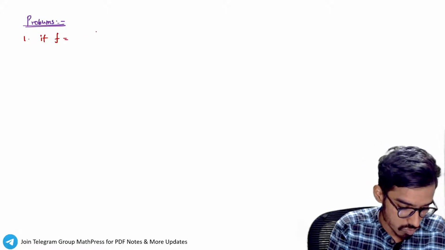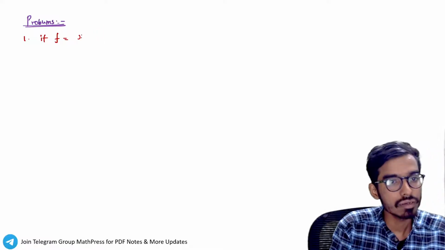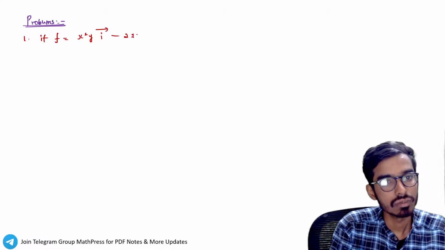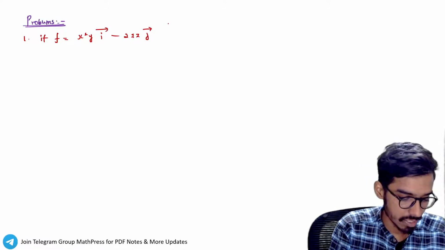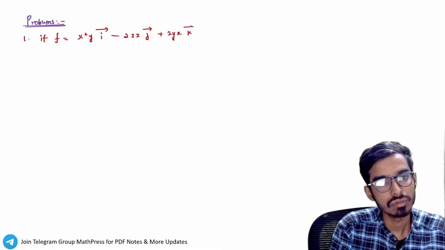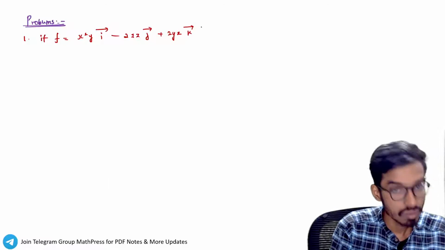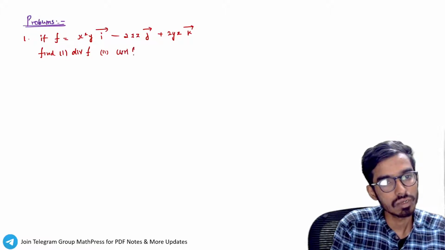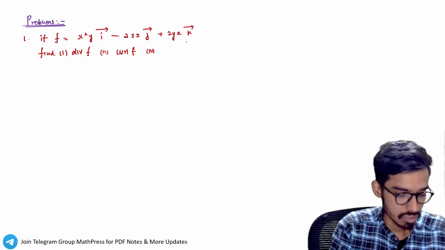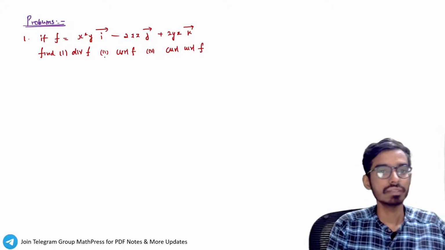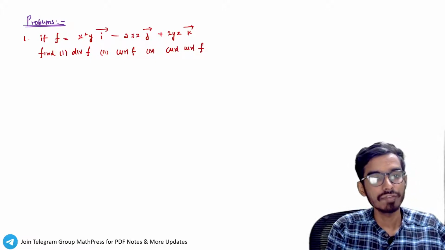If f is equal to x squared y i vector minus 2xz j vector plus 2yz k vector, find divergence of f, curl of f, curl of curl f. So we need to find these three things, right? Divergence of f, curl of f, curl of curl f.